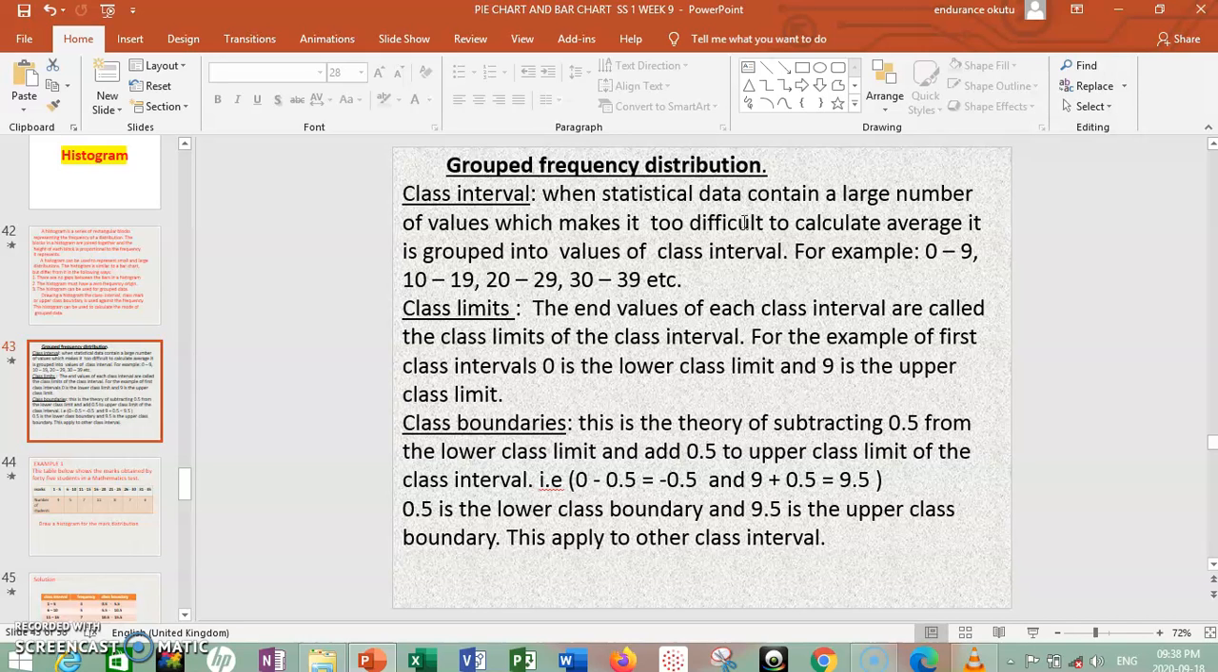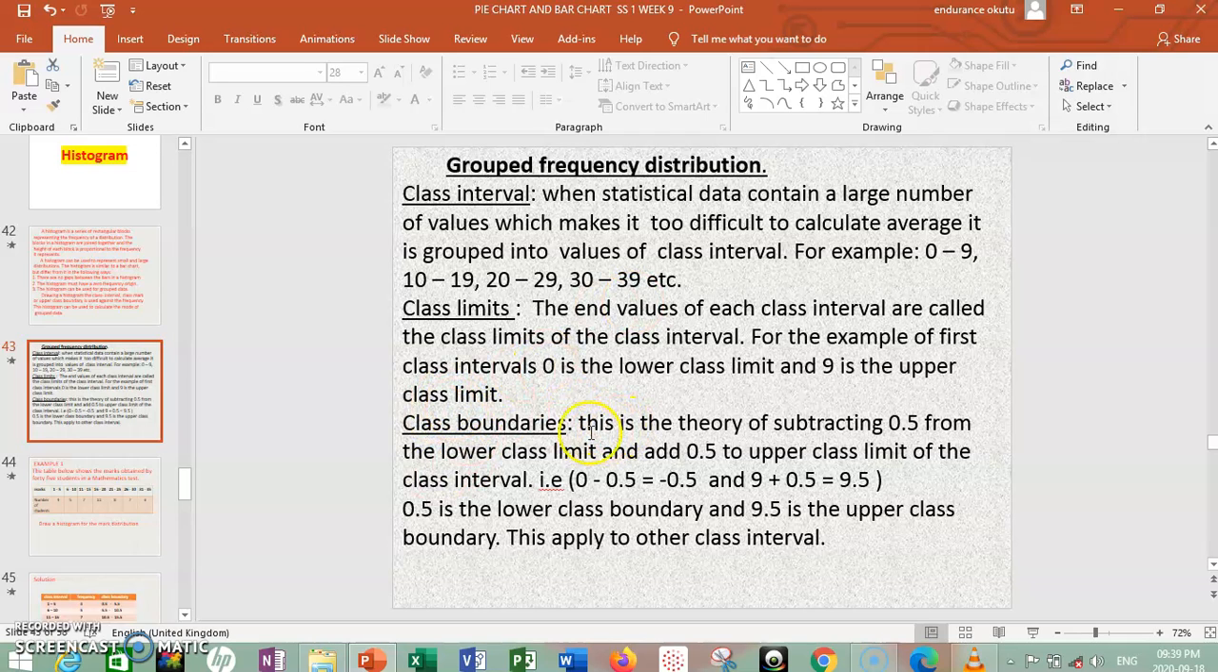Now the next one is the class limit. What is the class limit? In the class interval 0 to 9, the 0 is the lower class limit, and the 9 is the upper class limit. In the interval 10 to 19, 10 is the lower class limit, 19 is the upper class limit. Here 20 is the lower class limit, and 29 is the upper class limit. So students, take note: the end values of each class interval are the class limits. In the first interval, 0 is the lower class limit, while 9 is the upper class limit, just as I've explained.